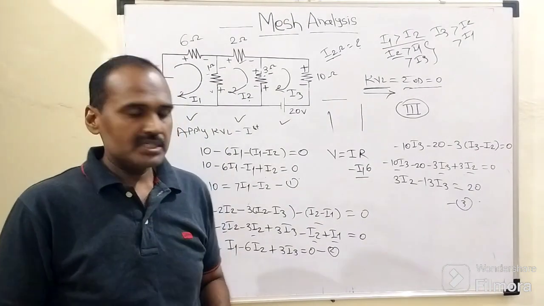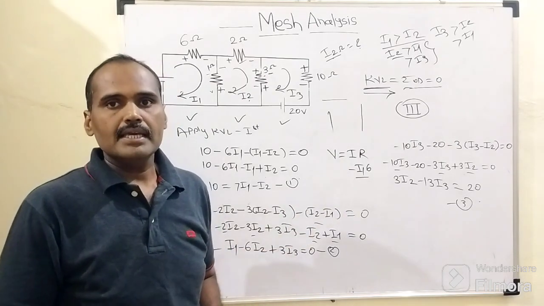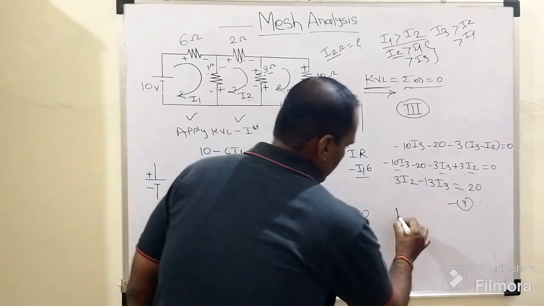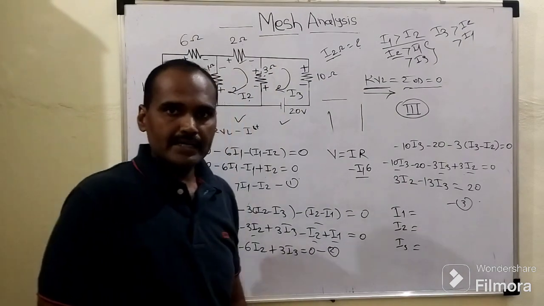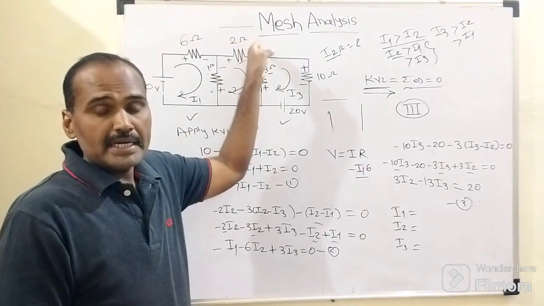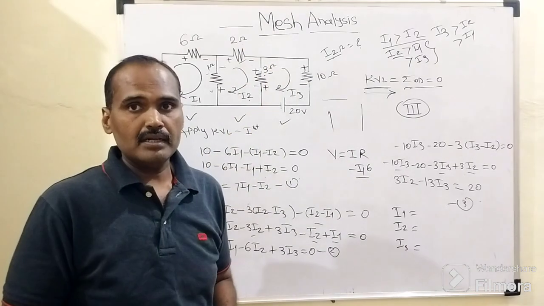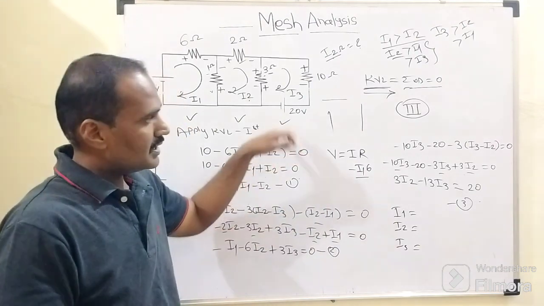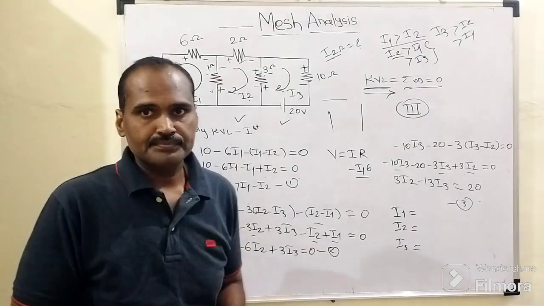When we solve these three equations with the help of the scientific calculator, we will come to know the desired values of I1, I2 and I3. Then after that, we can decide which fundamental current flows through this 2 ohm resistor, and the desired value of that fundamental current. So I just hope that you have understood all these things belonging to this mesh analysis.